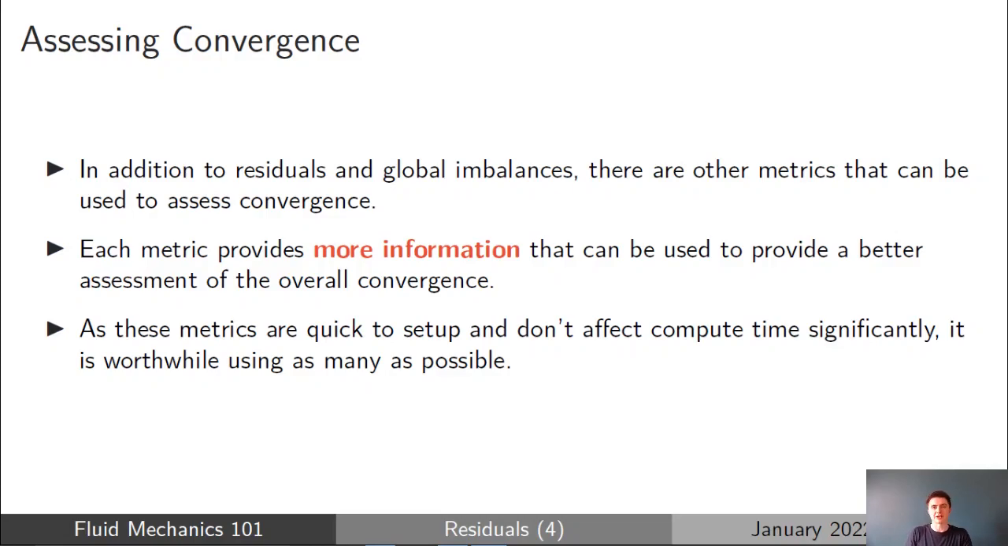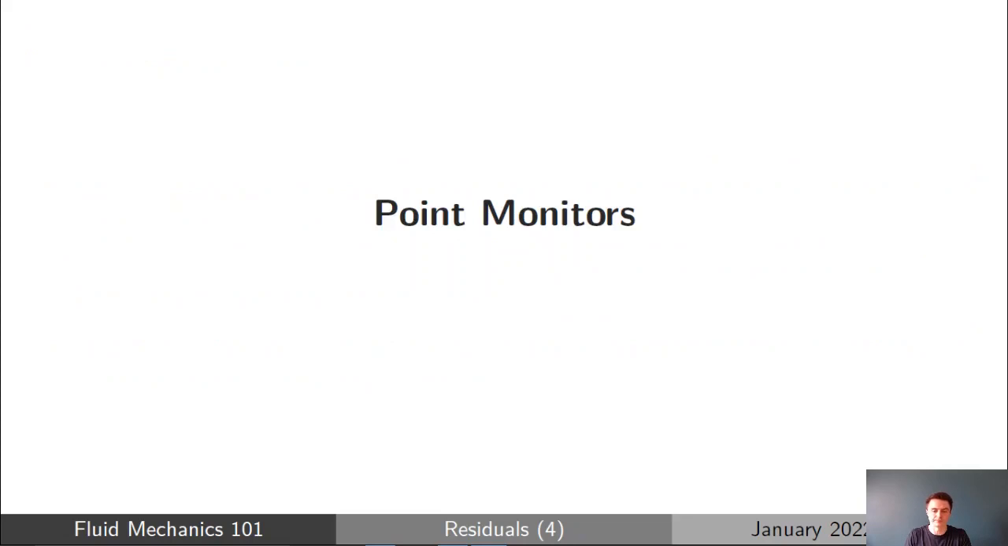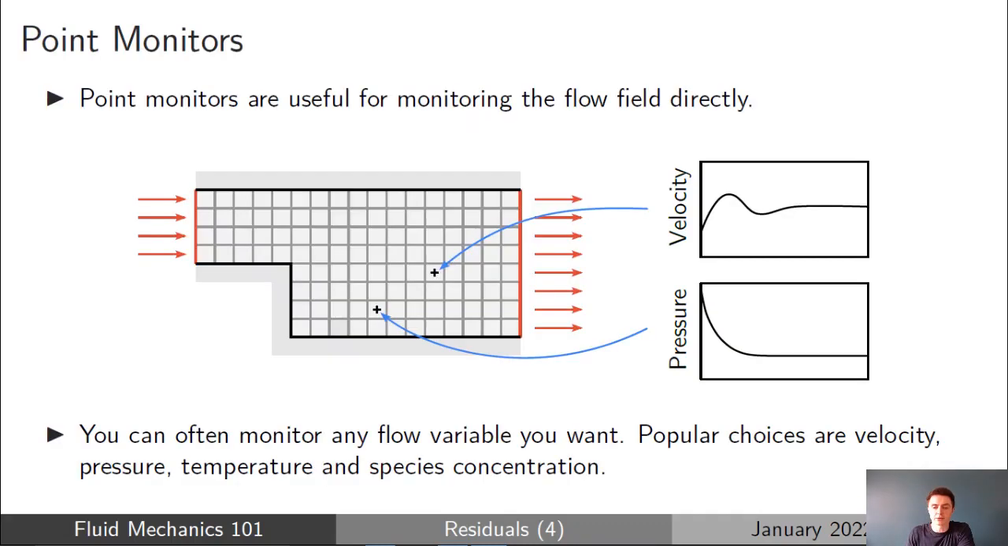So often spending a few minutes putting lots of additional monitors in when you set up your CFD solution can be really helpful. There are many different types of monitors that you could use in addition to residuals and imbalances. The most obvious one being point monitors. Point monitors are perhaps one of my favorite metrics to look at when I'm assessing the convergence of a CFD solution, as they give you a direct insight into what the CFD solution is actually looking like in your domain.